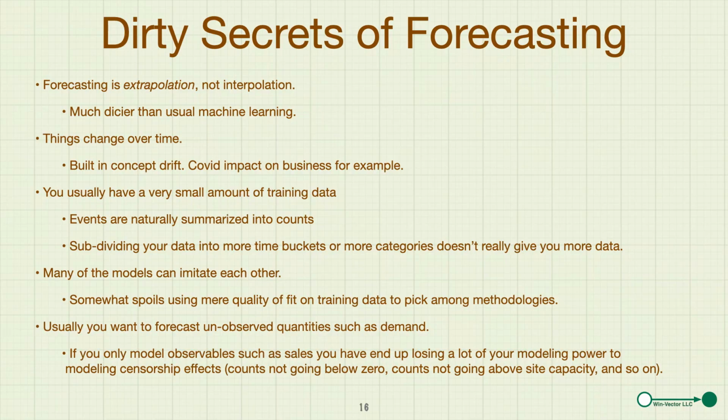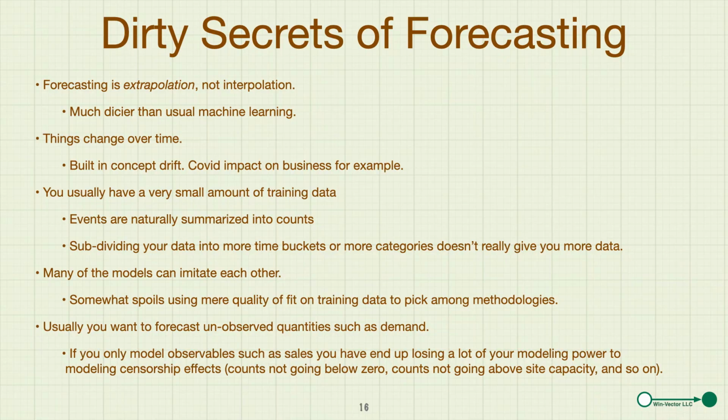Things change over time. Time series predictions or forecasting have a built-in concept drift. The model is necessarily trained in the past and then used in the future to predict an even further out future. It used to be hard to convince people that concept drift is so important. Then COVID happened, and it's hard to convince people that any sort of forecasting is possible at all, which it is. It does remain possible.